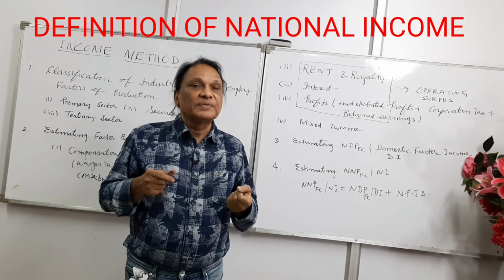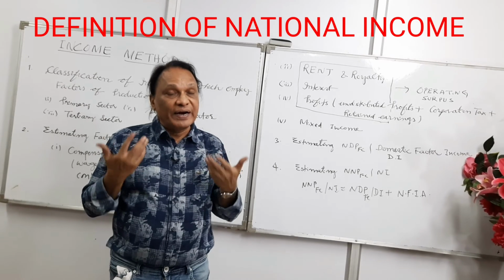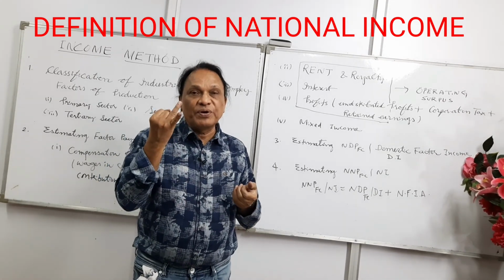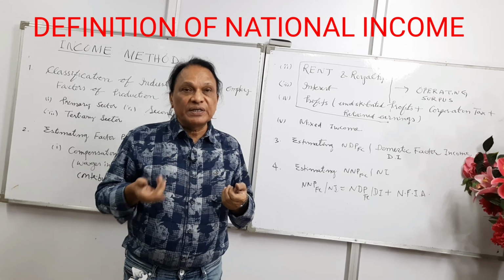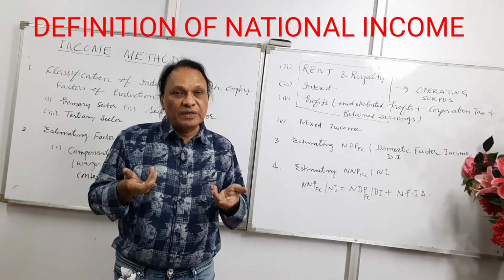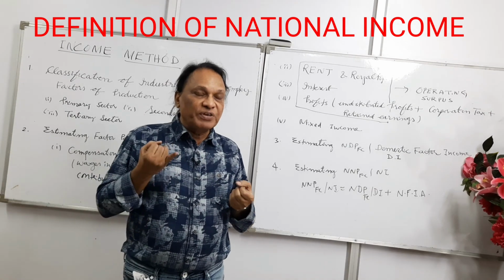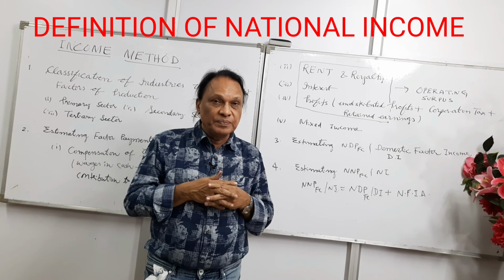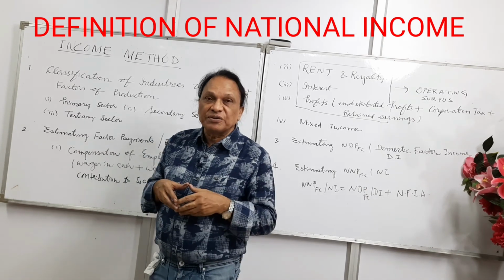Let's see what the four factors are, which you already learned. There are four factors of production: land, labor, capital, entrepreneurship. You learned it earlier. What we pay to them is called factor payments or factor incomes. We pay rent to land, wages and salaries to labor, interest to capital, and profits to entrepreneurship. Let's go into details of this.